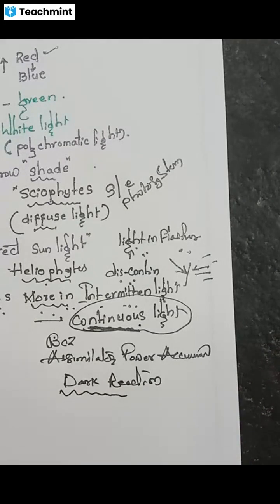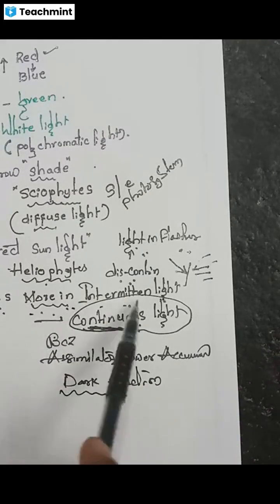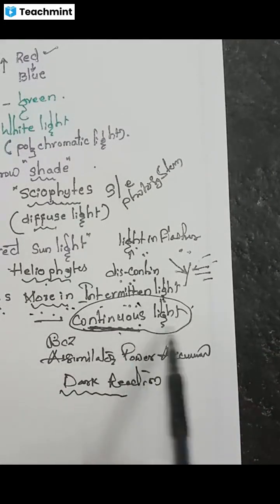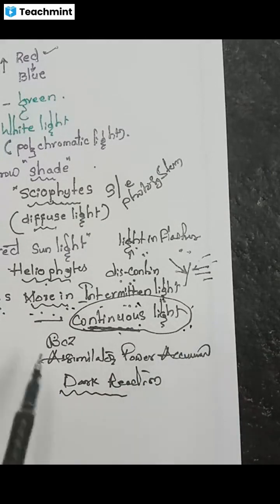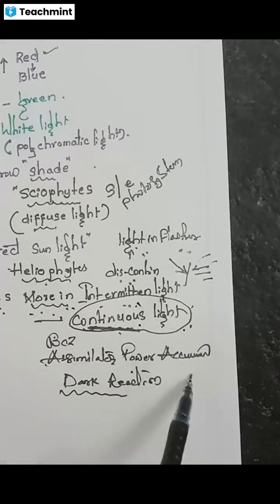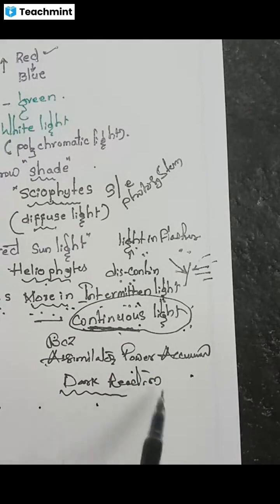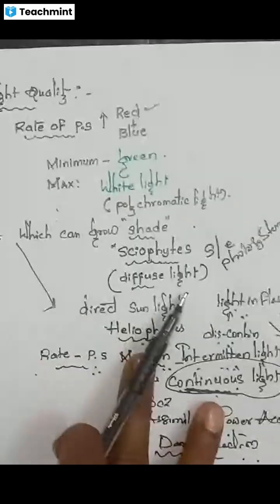So why is the rate of photosynthesis more in intermittent light than continuous light? Because of the assimilatory power accumulated. It is not utilized in the dark reaction. So the rate of photosynthesis is decreased. So clear.